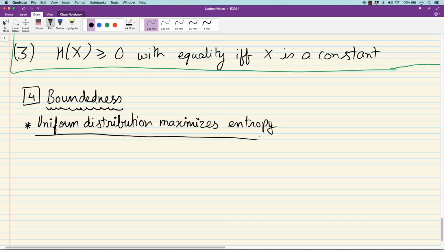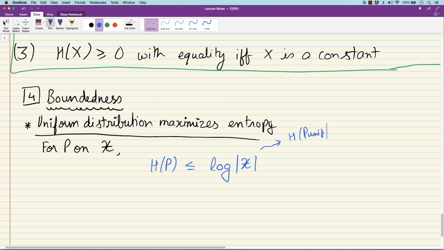What do I mean? What I mean is that if you look at any random variable, so for a PMF P on X, H(P), the entropy of P, is less than or equal to log of the cardinality of X. And this, if you see, is the entropy of the uniform distribution on X. And when does equality hold?